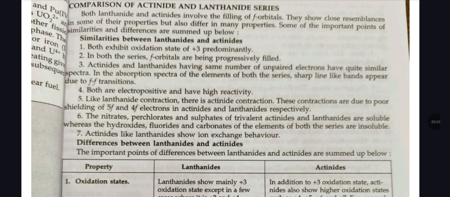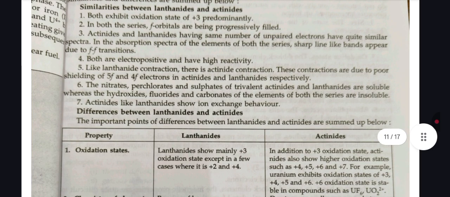Comparison of actinide and lanthanide series. Both lanthanides and actinides involve the filling of f orbitals. They show close resemblance in some of their properties but also differ in many properties. Some of the important points of similarity and difference are summed up below. Similarities between lanthanides and actinides. Both exhibit the oxidation state of +3 predominantly. In both series, f orbitals are progressively filled.